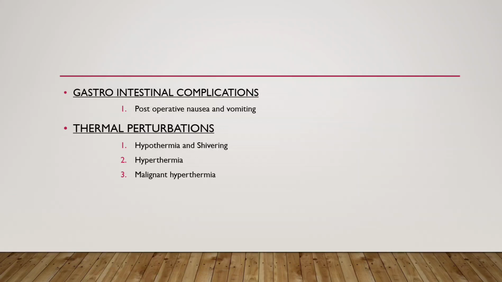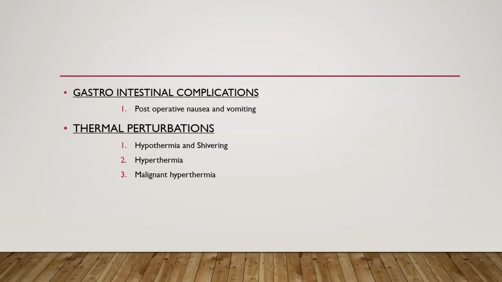Treatment of shivering: pethidine is the drug of choice. Tramadol is the second drug of choice after pethidine. Other drugs which can also be used are alpha 2 agonists, which means clonidine, dexamethasone, butyrophenone, chlorpromazine, and magnesium sulfate.